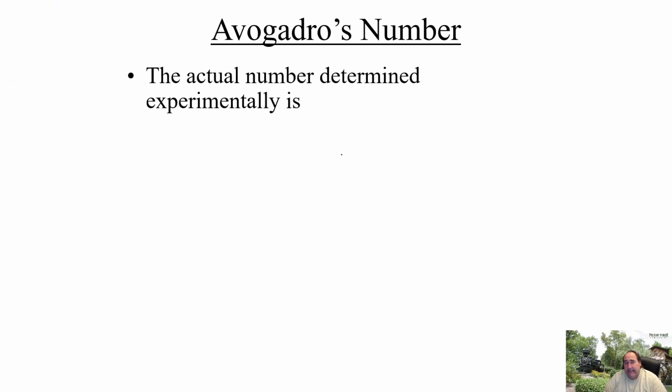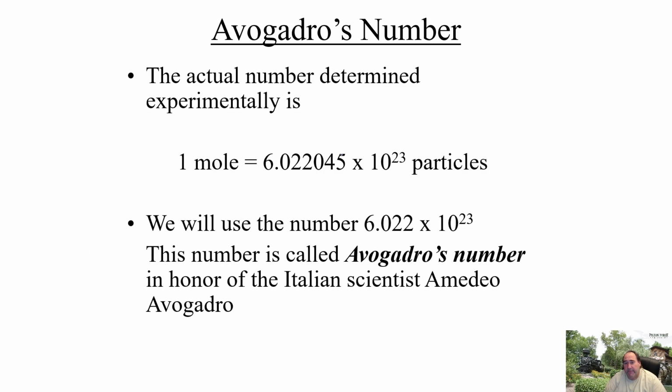So what does a mole equal? 1 mole of anything will equal 6.022, there's part of the whole number there, 0.45 times 10 to the 23. Most people will round it to this version of the number. And this number is what is known as Avogadro's number. So Avogadro's number is 6.022 times 10 to the 23, not avocados, but Avogadro's number is the name.